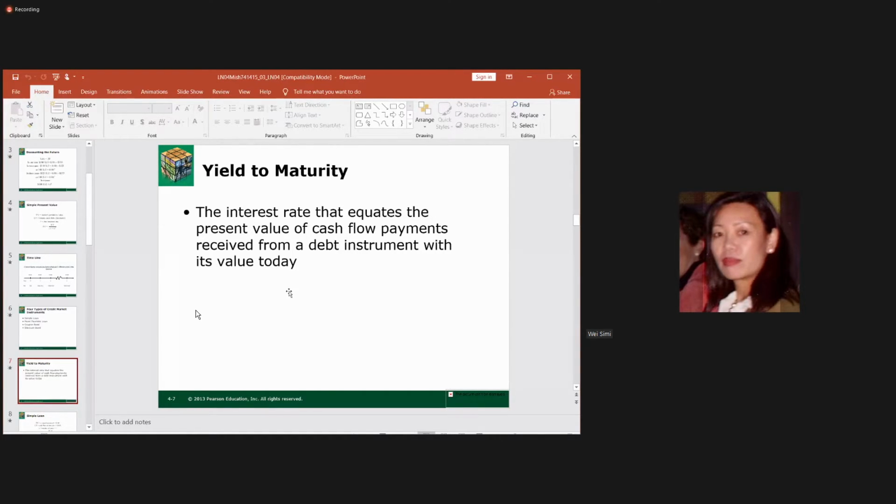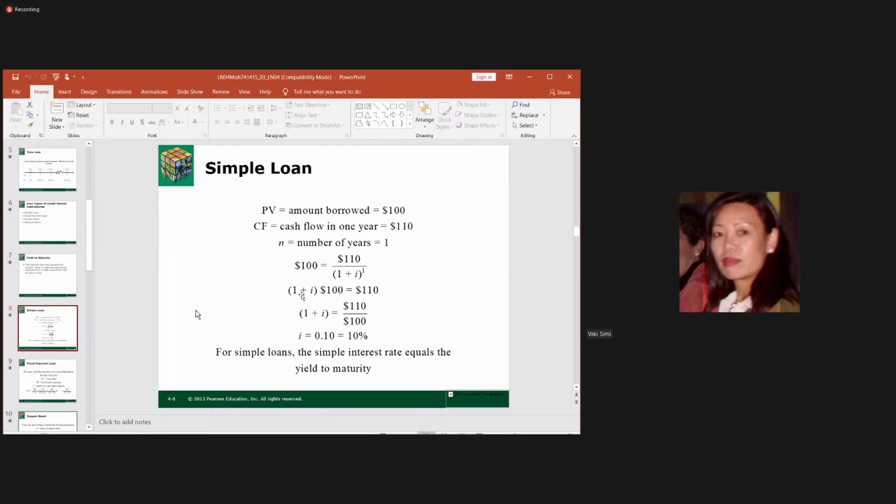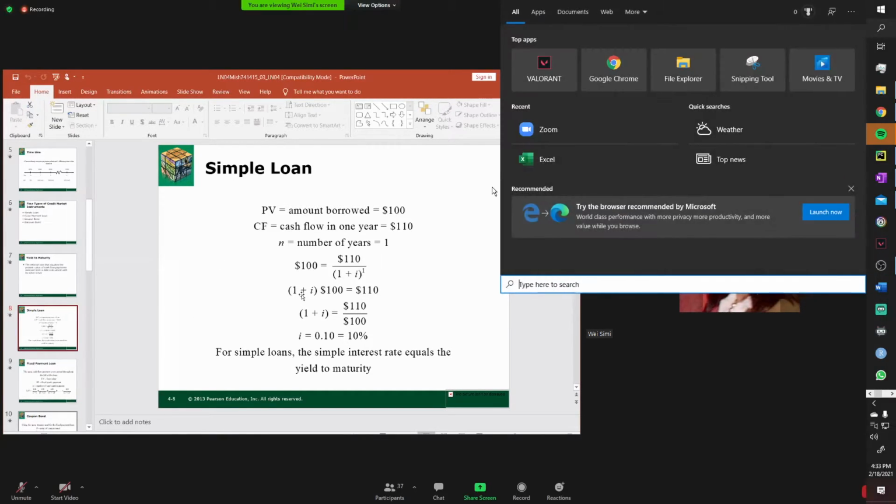This is too complicated. I want to put this in later, okay? So now, let's go to calculate a simple loan. Simple loan means simple. How simple?